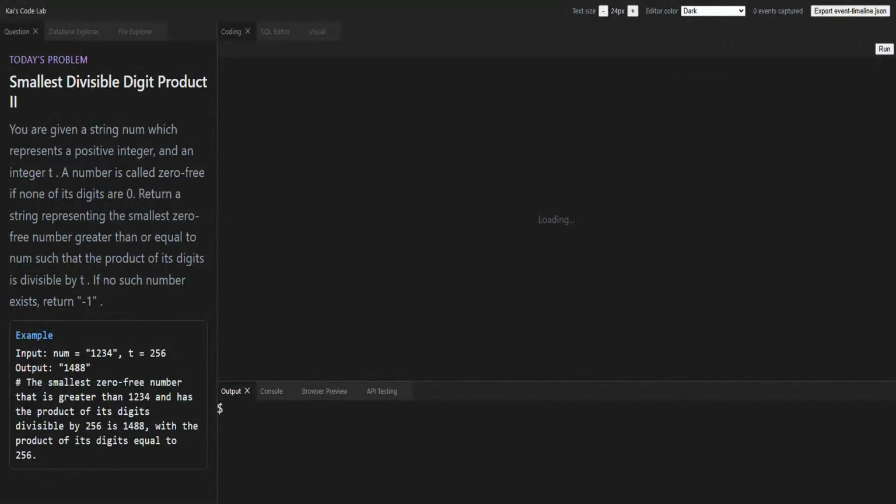Brute force checks numbers one by one forever. This trick answers in milliseconds.